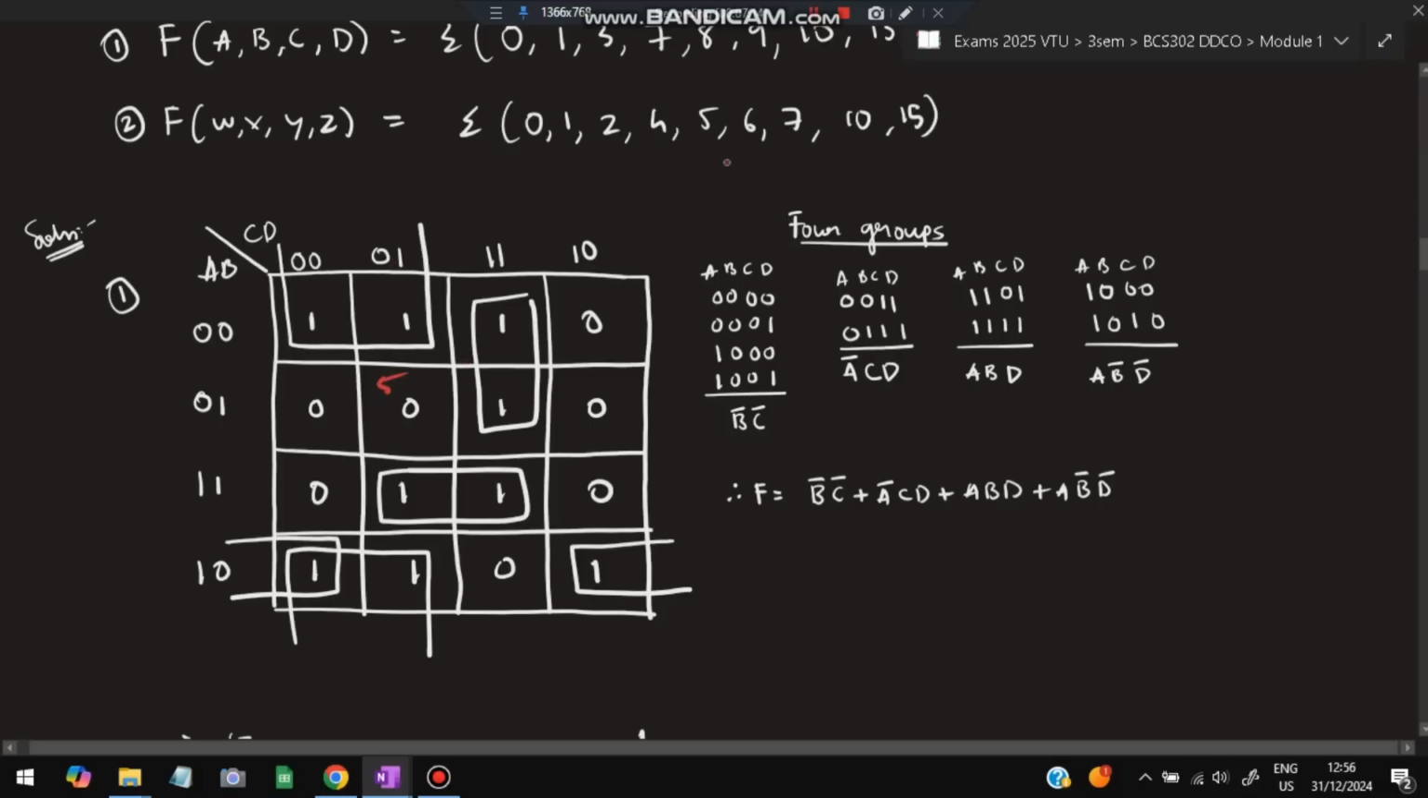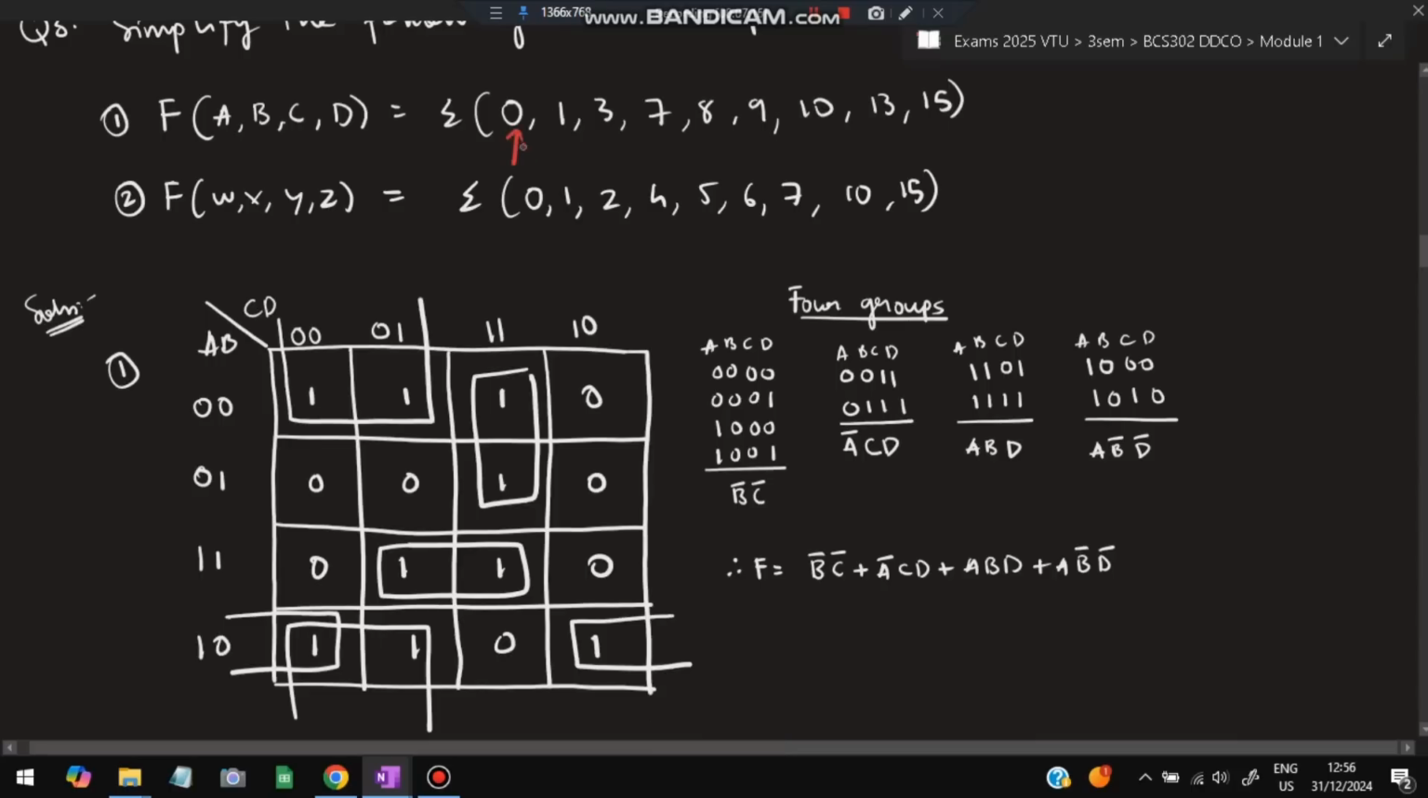After you have written the numbers, you have to fill it with those numbers. Whichever numbers have been given here, put that as 1. 0 is given, I'll put as 1. 1 is given, this is corresponding to 1, I'll put as 1. 3 is given, corresponding to 3, this is 3, I'll put as 1.